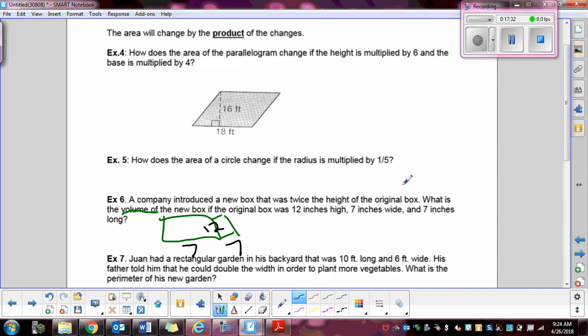The only thing that's changing in our new box is twice the height. So it was 12 inches high. Now my new box is going to be 24 inches high. And still 7 and 7. What is the volume of the new box? So we're just going to multiply it. To find the volume, we know we're multiplying 24 times 7 times 7, and that is 1176.